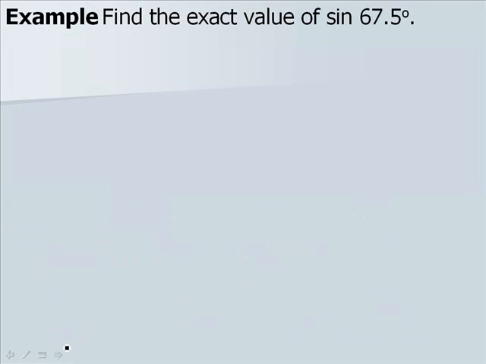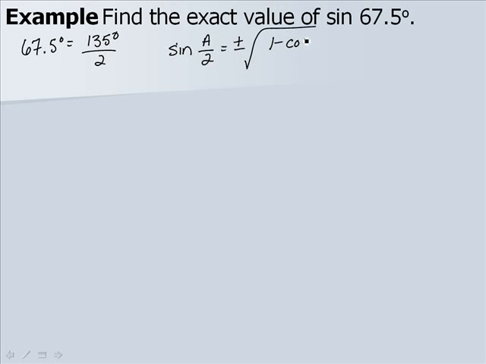In this example, we want to find the exact value of the sine of 67.5 degrees. Notice that 67.5 degrees is equal to 135 degrees over 2. Now when we take the sine of a over 2, it's equal to plus or minus the square root of (1 minus cosine of a) over 2. But the sine of 67.5 degrees will be positive since it's in quadrant 1, so we're going to use the plus of this identity.